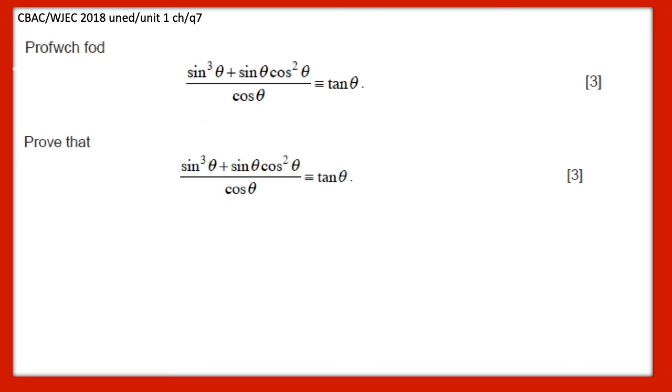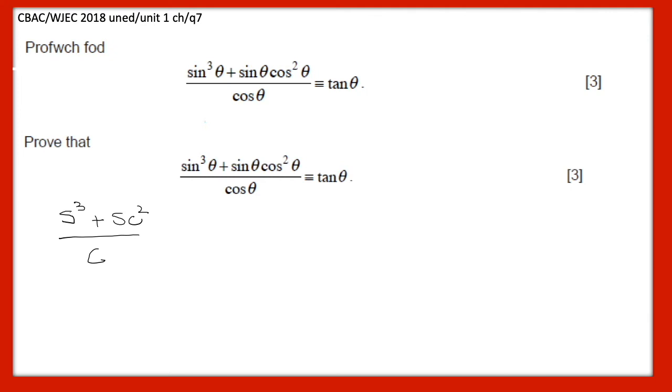So we've got sine cubed theta plus sine theta cos squared theta, all divided by cos theta. So we need to start on one side and go from there and deal with it. So I'm going to start on the left-hand side in this particular case. I'm being a little bit lazy, so I'm going to write s cubed plus sc squared all over c. And I've now got to ask myself the question, what can I do with that?